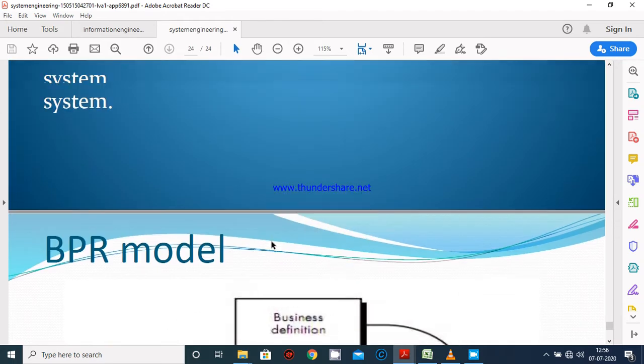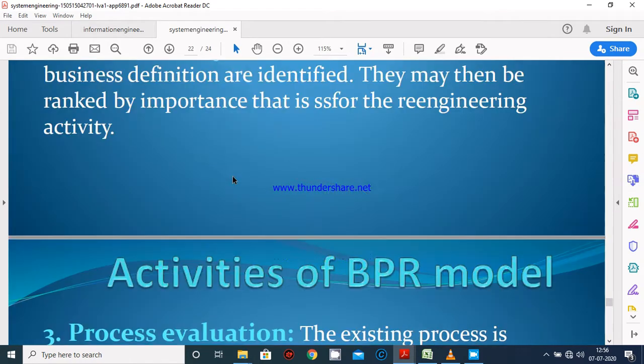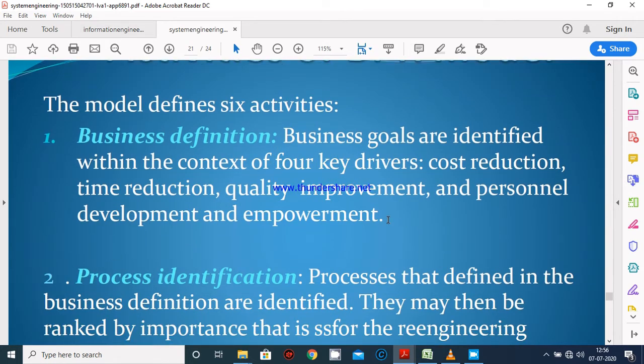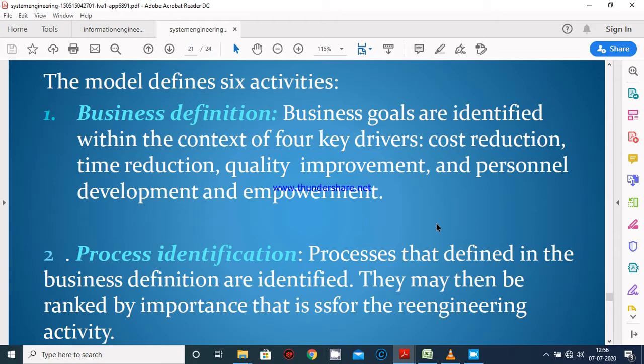I will explain it later. So, moving to the activities of the BPR model. First one is business definition. Basically, business definition is identified within the context of 4 key drivers: cost reduction, time reduction, quality improvement, and personal development and empowerment.